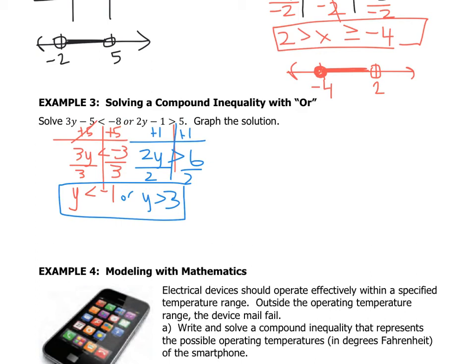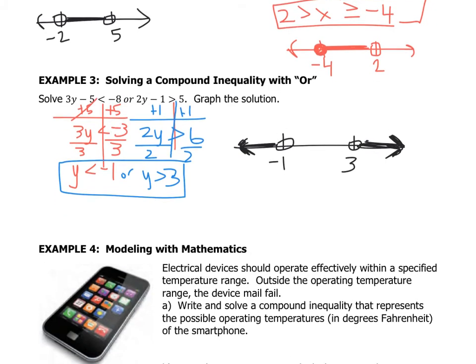So now we make our number line. Make sure you put the number line in order. Negative 1's on the left, 3 is on the right. y is not allowed to be equal to either of them. y is less than negative 1, so that goes to the left. And y is greater than 3, so that goes to the right.